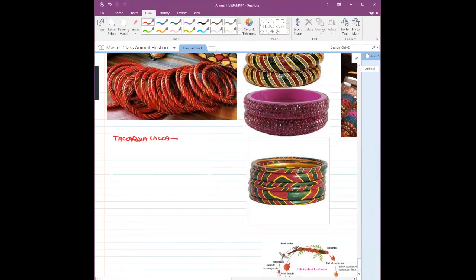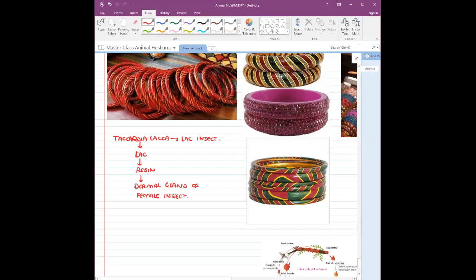Tachardia lacca is nothing but the lac insect. But now guys, how are we going to get this lac? What really happens over here? Remember guys, lac is a resin. Basically, Tachardia lacca produces the lac, and this resin needs a little bit of treatment to make it hard. But where is this resin coming from? It is released from the dermal glands of the female insect.